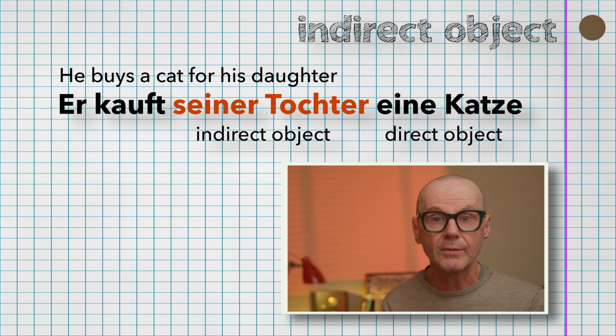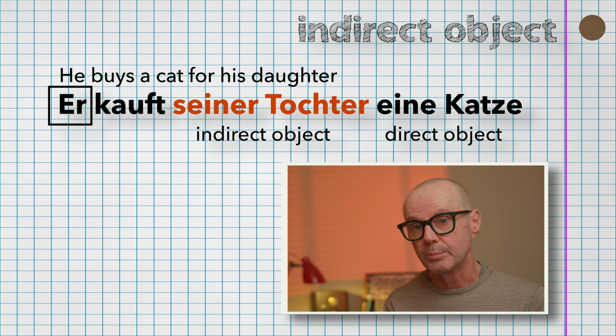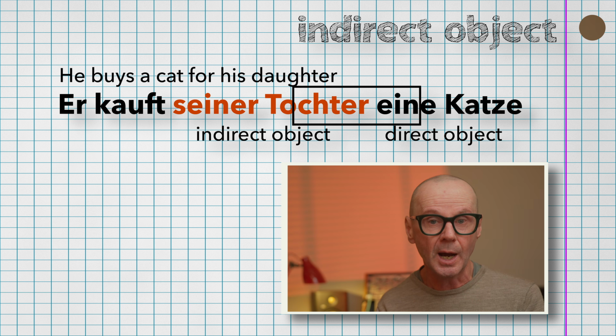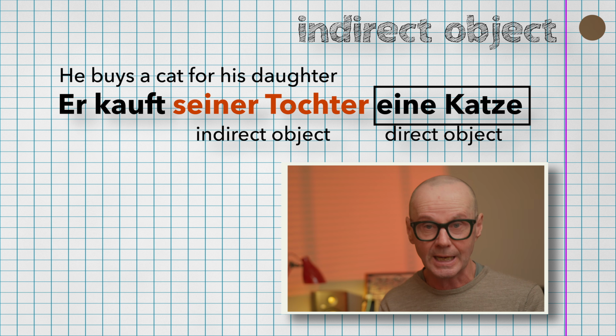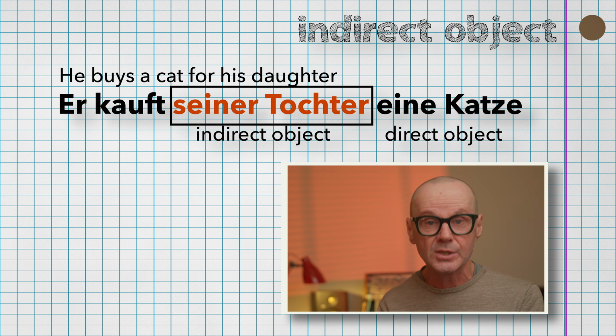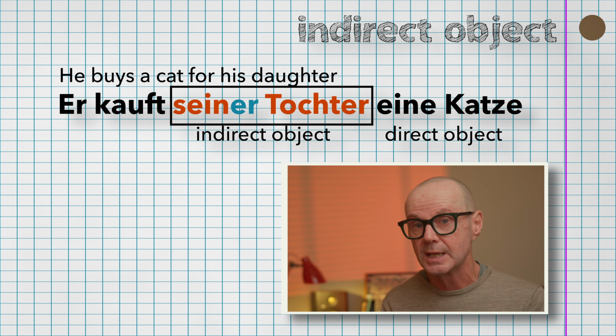You can see that we have three nouns in this sentence. Well, one of them is actually a pronoun. We've got someone, a he, doing some purchasing. What follows are two nouns. One of them is what he's buying. This is the direct object, and it's the cat. And the other is who he's buying the cat for. This is the indirect object, and here, in this example, it's his daughter. And we can see that the daughter is in the dative because this is a feminine noun and we've got that er ending that we associate with feminine nouns in the dative.